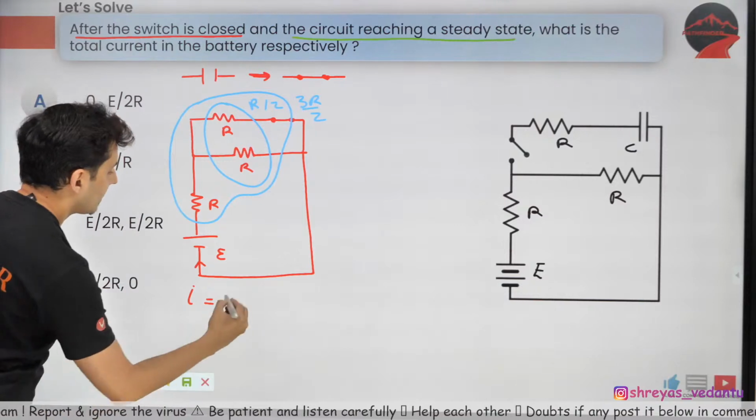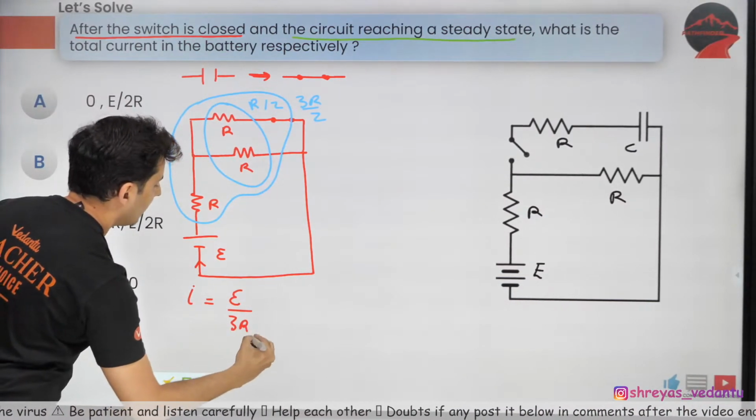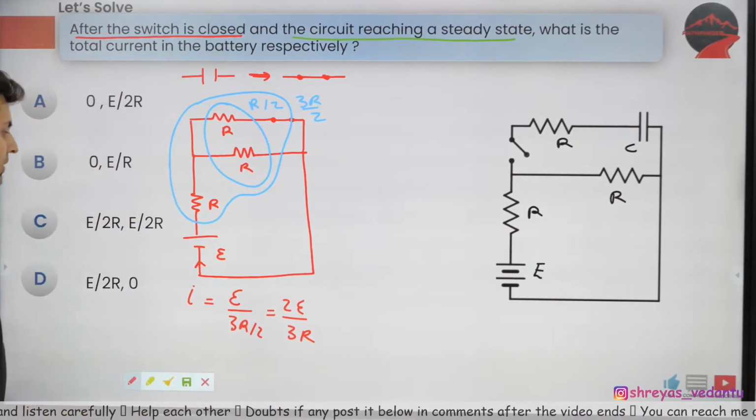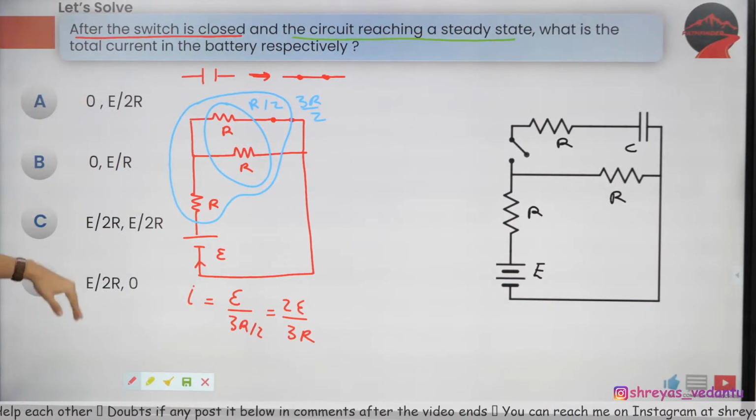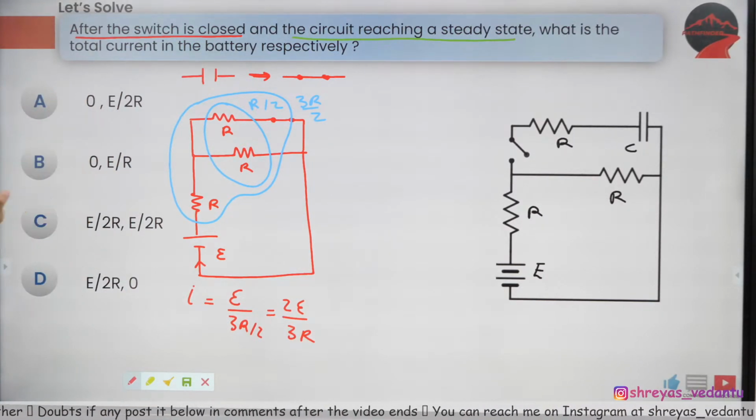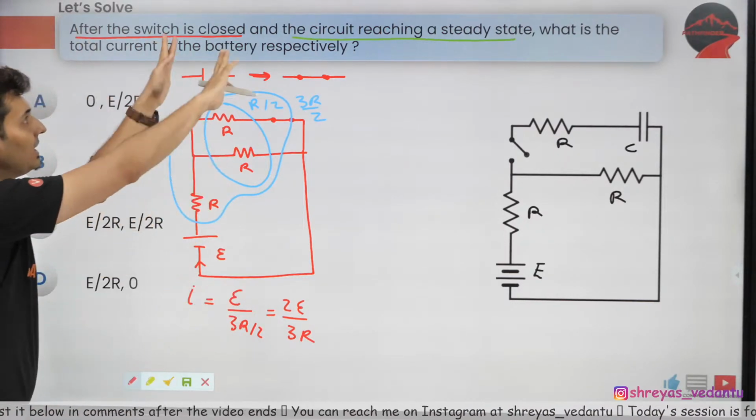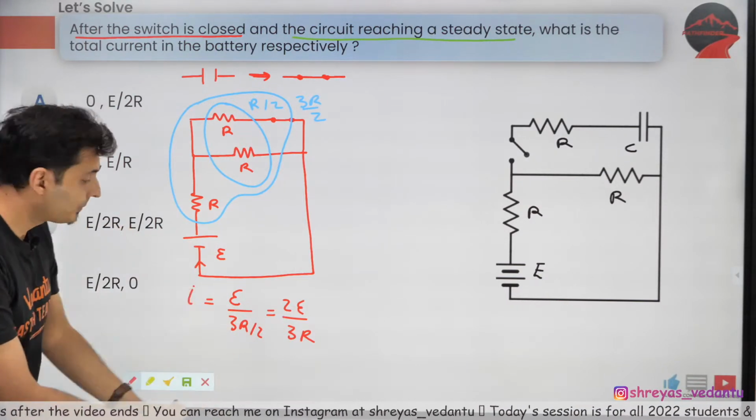So what will be the current in this circuit? The current will be EMF divided by total resistance, which is 3R by 2, which is 2E by 3R. So 2E by 3R will be the initial current. Now I see nowhere it is matching, so that's a misprint. I'll get it corrected, but don't worry. This was the initial part when it is just closed. Everybody clear? Very good, Shashmita.